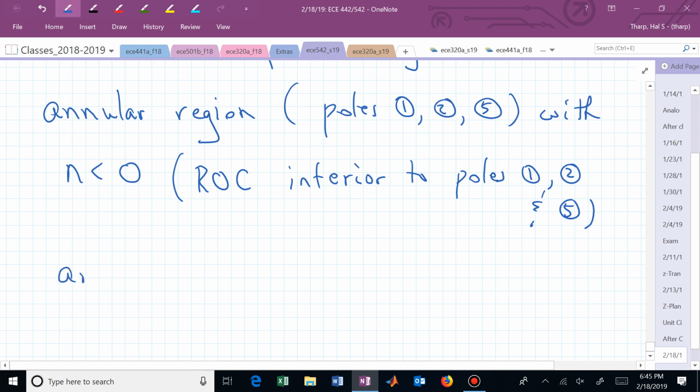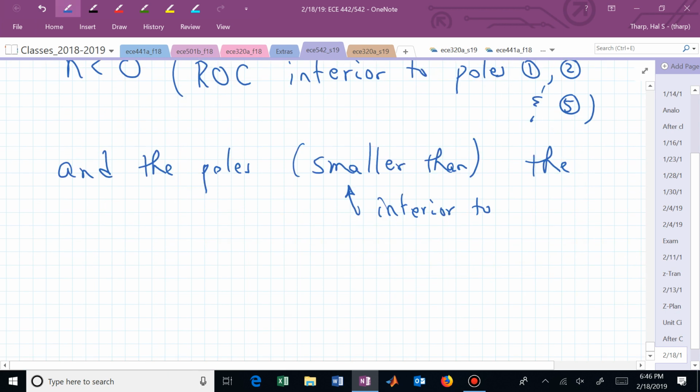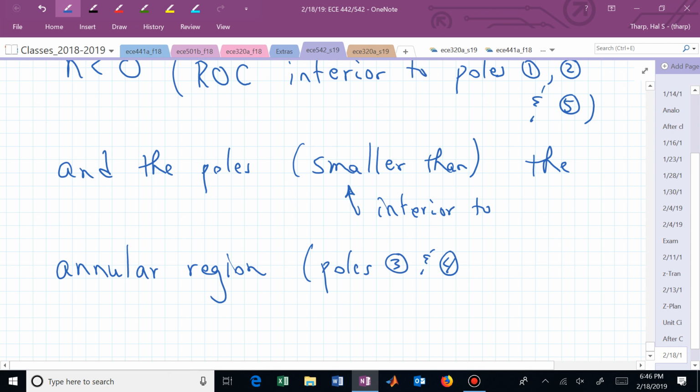And the poles smaller than or interior to the annular region, and those were poles 3 and 4, are associated with n greater than or equal to 0.